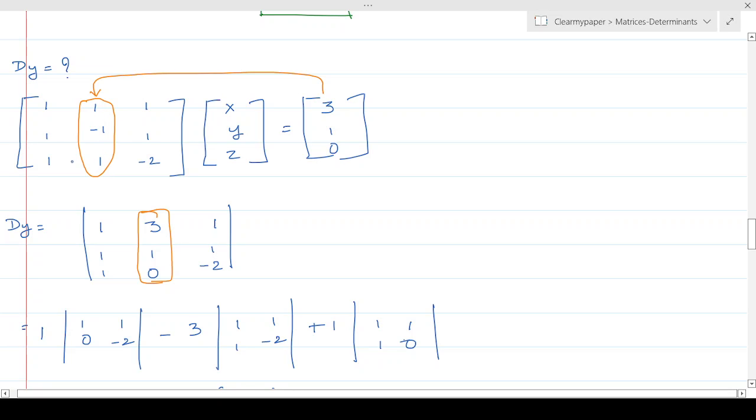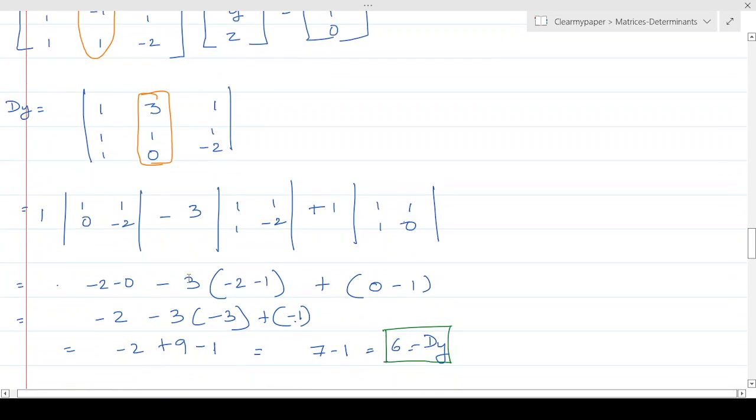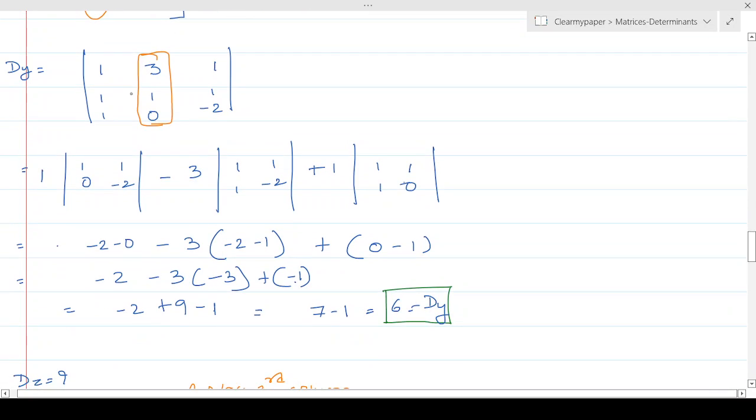So I'm going to knock off that and replace it with the constant output matrix on the right hand side, which is what I've done here. And in the old school fashion, I'm going to find the determinant of a 3 by 3 matrix, which is this new matrix, which is going to give me dy. And over here again, dy is equal to 6. So far all the values are 6.